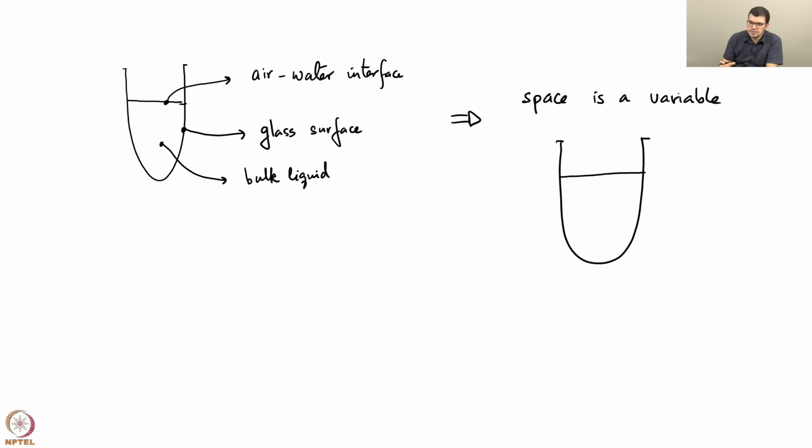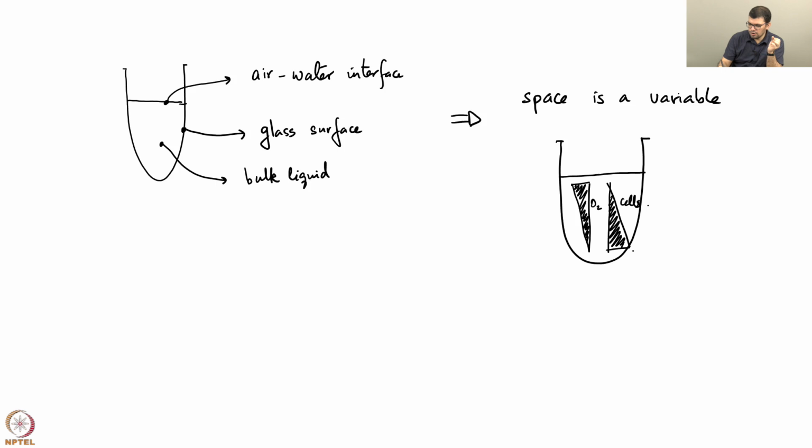However, if I keep this static, then what is going to happen is that maybe there is a gradient of oxygen in this direction. This is the oxygen gradient. Maybe the cells are going to settle down more at the bottom. So the cellular gradient is going to be like this. And as a result of this, space becomes a variable.